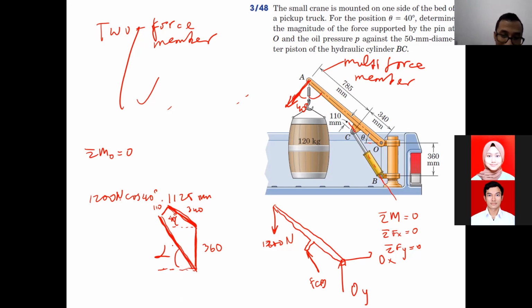Gimana Hilmi? Halo, halo, halo. Hilmi? Ya. Gimana Hilmi? Nyerah kamu? Atau enggak?